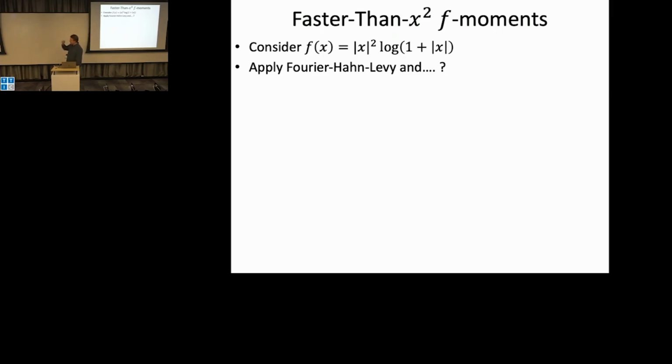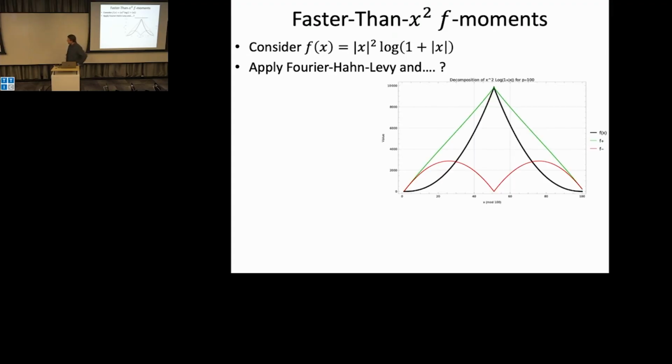Okay, so p moments with p greater than 2 are intractable, but what if you just try to go a smidge above 2? Not that much. Not any positive constant, just x squared log x essentially. So this function is symmetric obviously, and it's 0 at 0, so it satisfies all the basic properties. And there's no reason why we couldn't apply Fourier-Hahn-Levy, so let's do it.